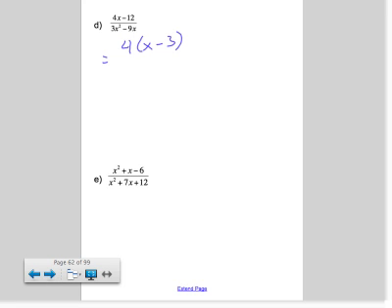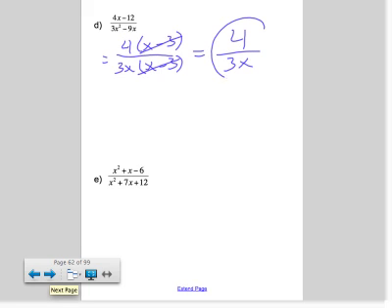4x minus 12 over 3x squared minus 9x. So on top I can pull out a 4. On bottom I can pull out a 3x. And so now what you'll notice here is I have x minus 3 on top, x minus 3 on bottom. I'm multiplying, so those two things can just cancel. And so you're left with 4 over 3x as your final simplified version.